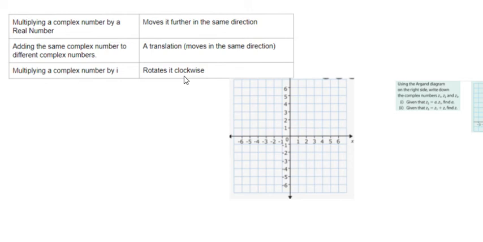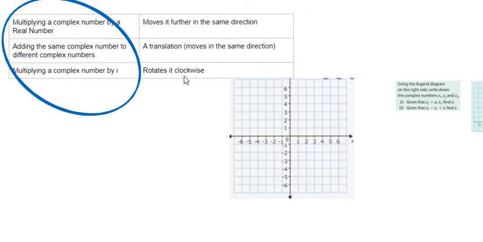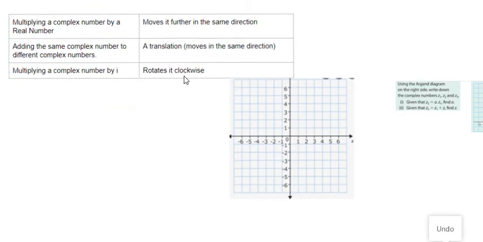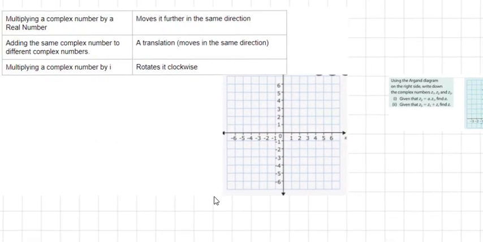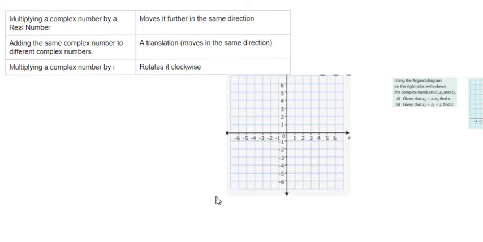Hi guys, so this is transformations of graphs. When complex numbers are on an Argand diagram, then there are three things that can happen to them, and when one of those things happens, there are some common trends. The first one we're going to look at is when you multiply a complex number.